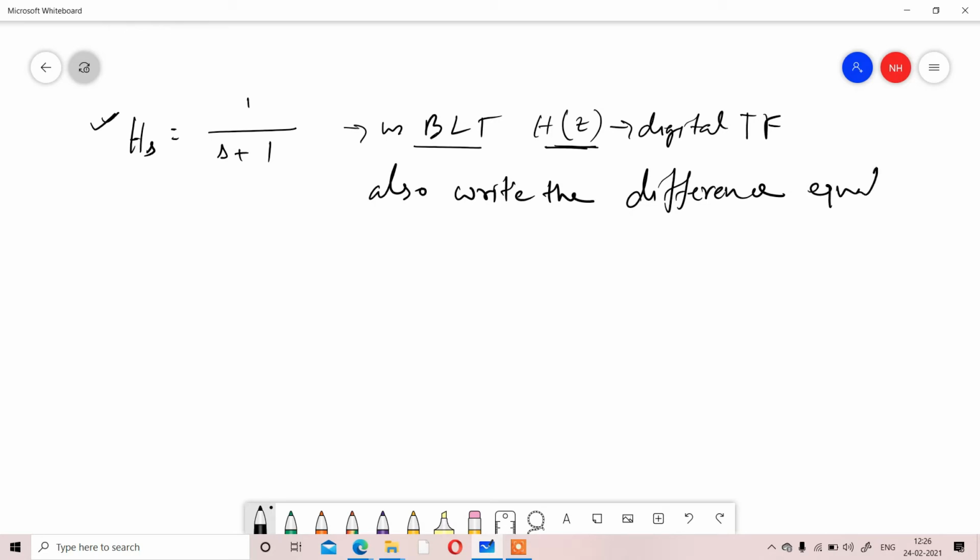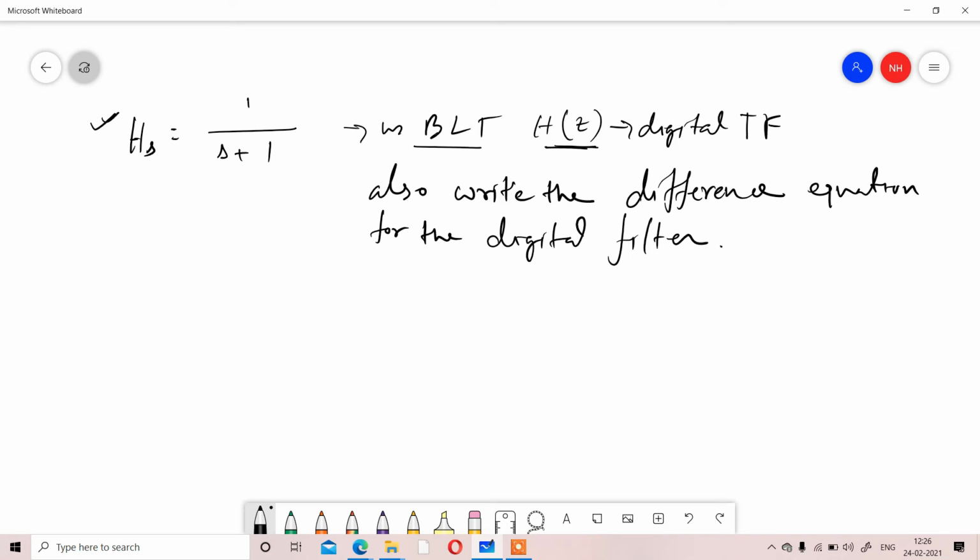Difference equation for the digital filter. Okay, so I think the question is clear. You have the analog transfer function. From that analog transfer function, you have to generate the digital transfer function by using the BLT method, and also you have to represent the difference equation for this digital transfer function.